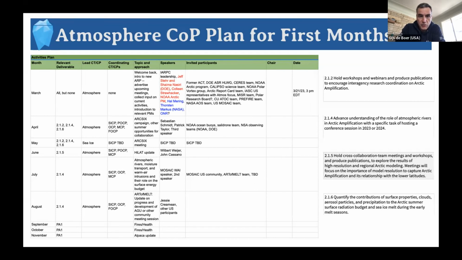So these are really focused on deliverable 2.1.4, which involves the role of atmospheric rivers in Arctic amplification, and again, trying to help coordinate and push in a direction a conference session or a series of conference sessions on that topic over the next couple of years. So if anyone here in the community is interested in that topic or would like to be involved with the planning of conference sessions around that topic, those meetings would be great to attend as we kick off those discussions.